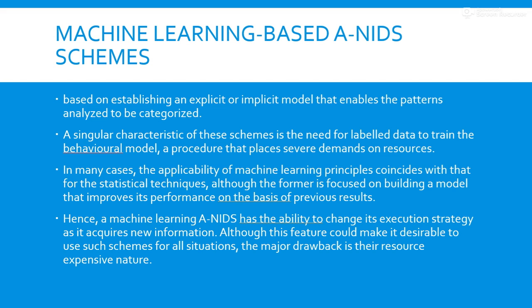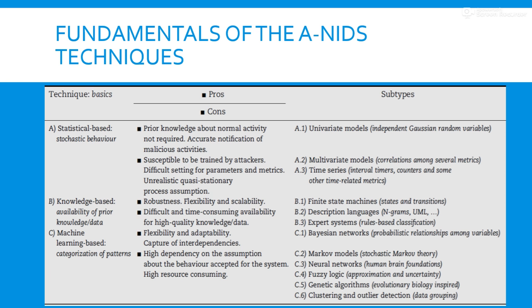So this feature makes machine learning based IDS systems a more desirable system. But the major drawback is that it is more expensive in terms of resource consumption. Okay, here in this diagram they show the comparison of all three anomaly based network intrusion detection schemes that I have discussed previously, that is statistical based, knowledge based and machine learning based, with their pros and cons of each along with different subtypes of each of the techniques. So we already covered it.